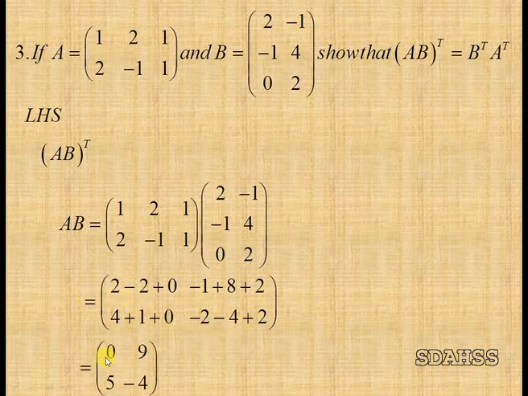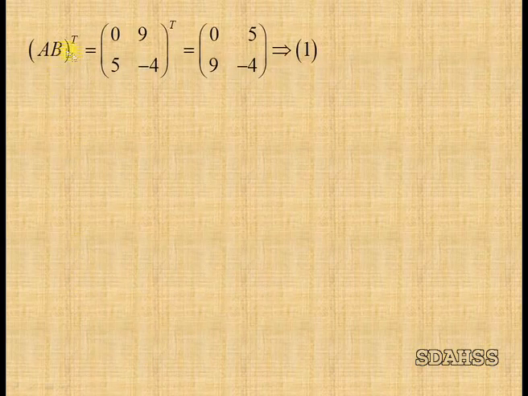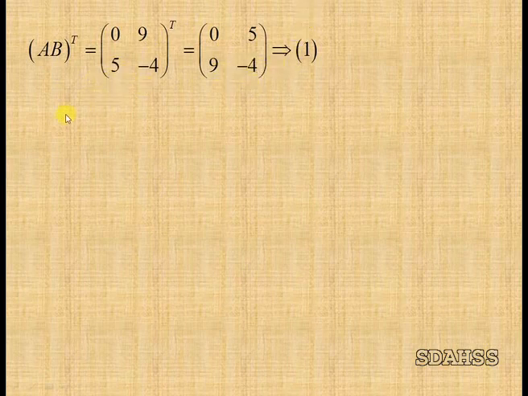Which is equal to 2 minus 2 is 0, minus 1 plus 8 is 7, 7 plus 2 is 9, 4 minus 1 is 3... 4 plus 1 is 5, minus 2 plus 2 cancel, so you have minus 4. Then AB whole transpose is equal to [0 9; 5 -4] whole transpose. This means that you have to interchange the first row into first column and the second row into second column. So you have 0 9, interchange the first row into first column. Similarly interchange the second row into second column, so you have 5 minus 4. Mark it as equation number 1.